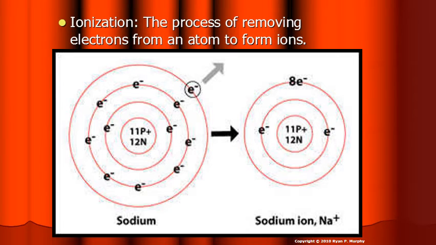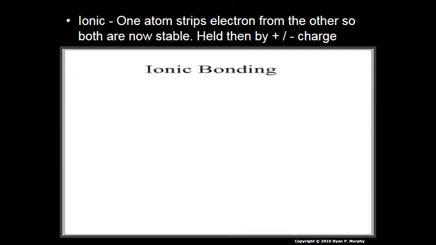Now, this process where one atom gives an electron to another one and becomes an ion is called ionization. This is the process of removing electrons from an atom to form ions, and this is why this one is called an ionic bond. All of those words go together. Ion, ionization, and ionic all have to do with this idea of a charged atom. So the reason these guys stick together is because they both become ions. One's negative, one's positive, and you get opposites attracting.